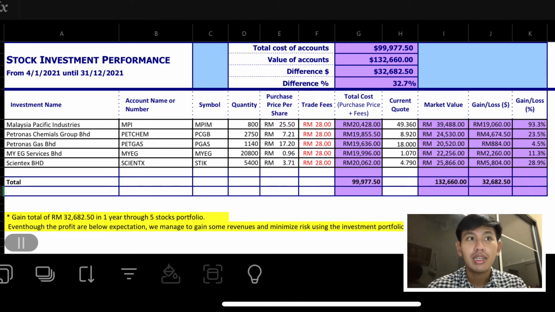which is the Malaysia Pacific Industry gain is 93.3%, almost 100%. Petronas Chemicals Group Berhad is 23.5%, Petronas Gas Berhad 4.5%, which is the least gain that I receive. MyEG Services 11.3%, and the last one is Sintex, which is 28.9%.